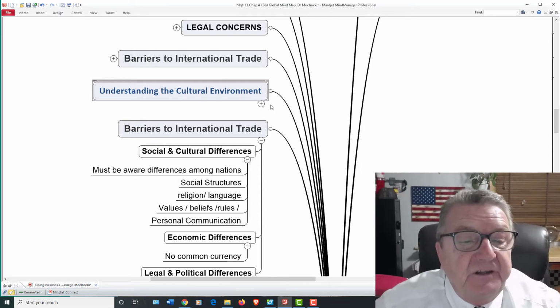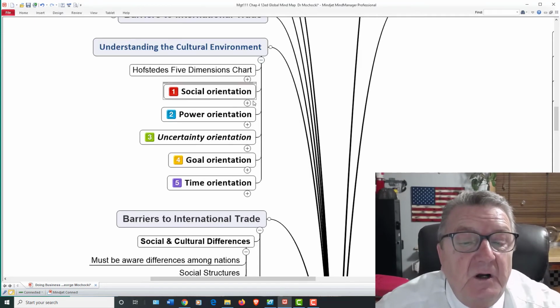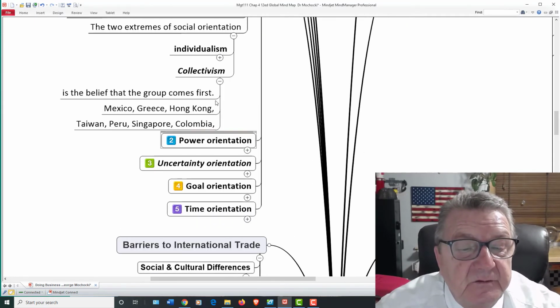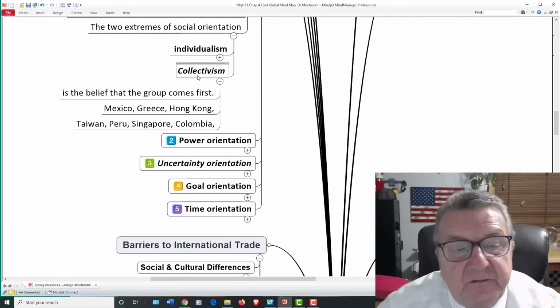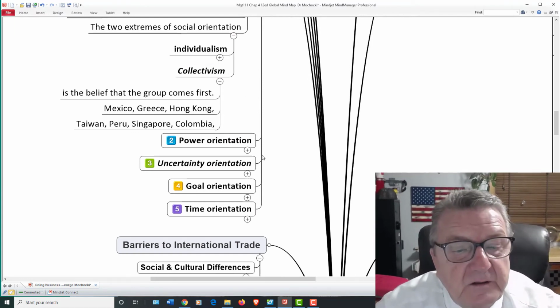Okay, so let's see. Understanding cultural environments. Let's go. You have social orientation, right? Individualism and Hofstede. In the book, they talked about all that.